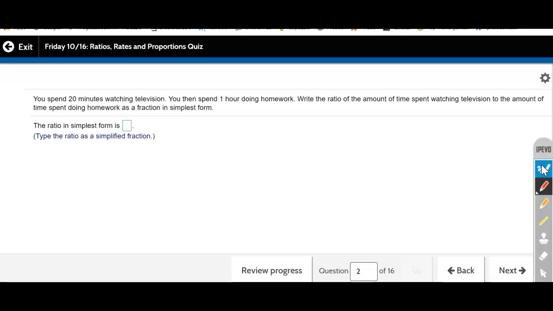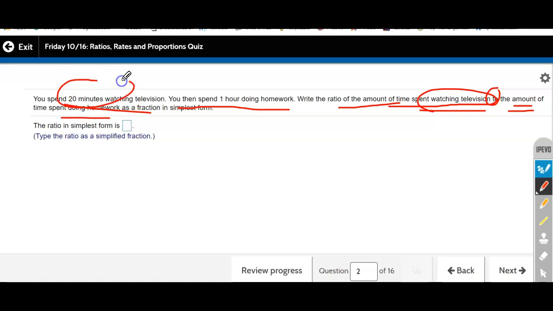It says that we spend 20 minutes watching television then I spend 1 hour doing homework. Write the ratio of the amount of time watching television to the amount of time doing homework as a fraction in simplest form. So make sure to read carefully how they want you to set it up. It says television to homework. So we're going to put 20 minutes over 1 hour.